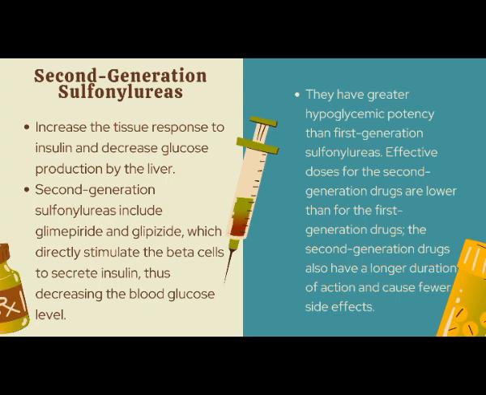The second-generation sulfonylureas increase the tissue response to insulin and decrease glucose production by the liver. Second-generation sulfonylureas include glimepiride and glipizide, which directly stimulate the beta cells to secrete insulin, thus decreasing the blood glucose level. They have a greater hypoglycemic potency than first-generation sulfonylureas. Effective doses for second-generation drugs are lower than for the first-generation drugs, while the second-generation drugs also have a longer duration of action and cause fewer side effects.